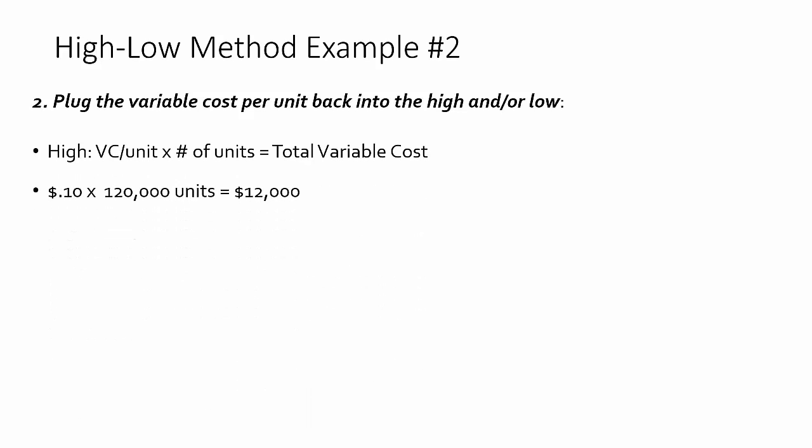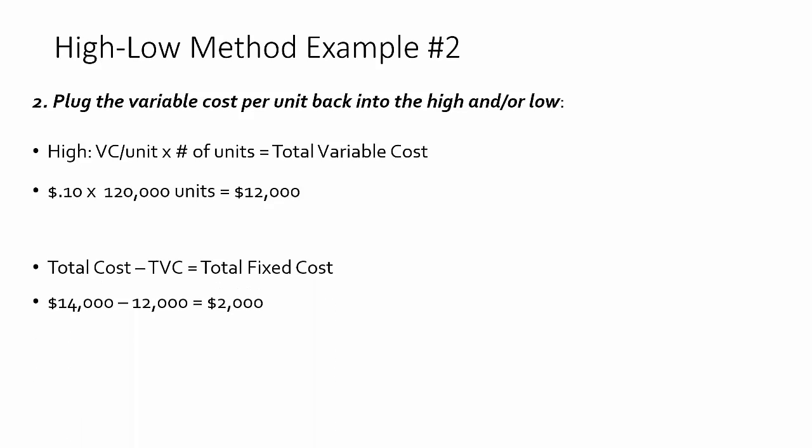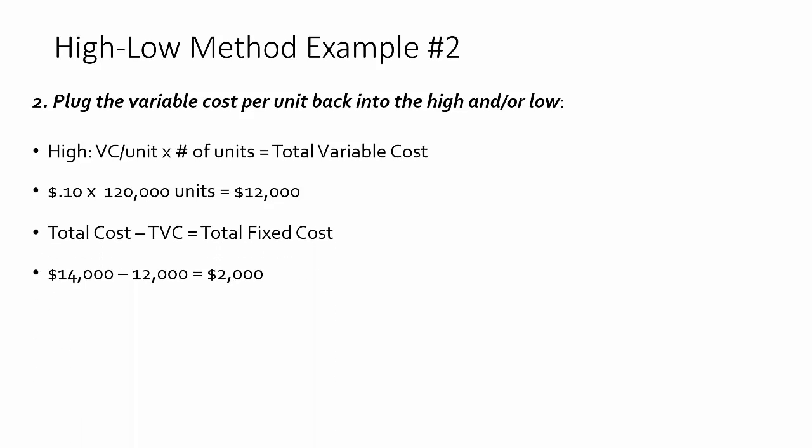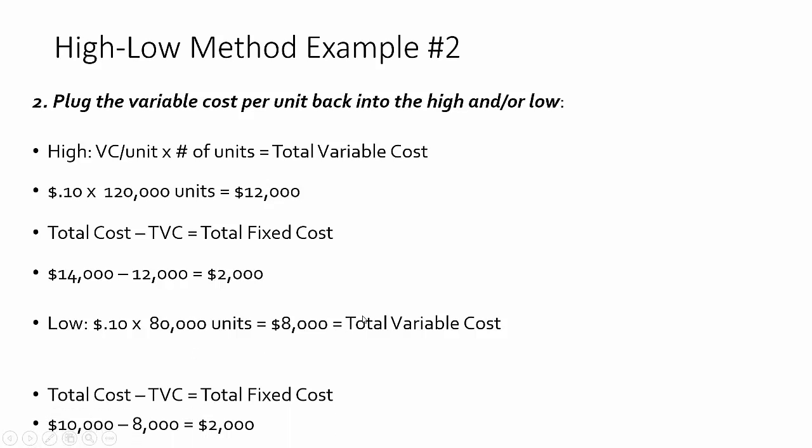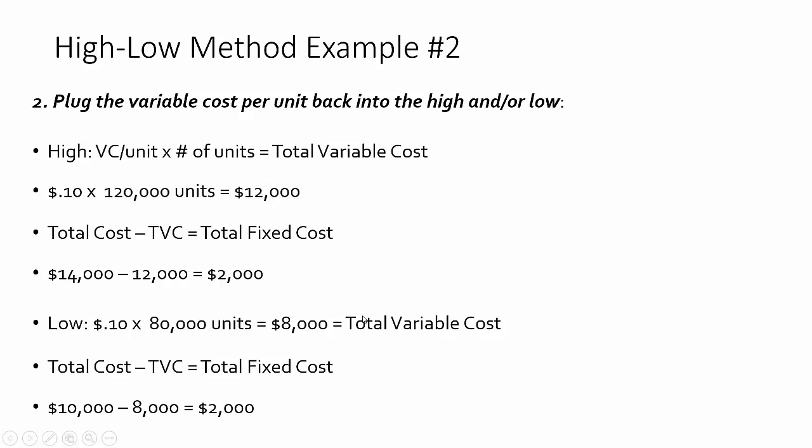Since our variable cost is 10 cents per unit, we see that our total variable cost at the high is $12,000. We subtract that from total cost to get a fixed cost of $2,000. At the low, we find that our total variable cost is $8,000, 10 cents times the 80,000 units. Again, subtracting from total cost, we get a fixed cost of $2,000.